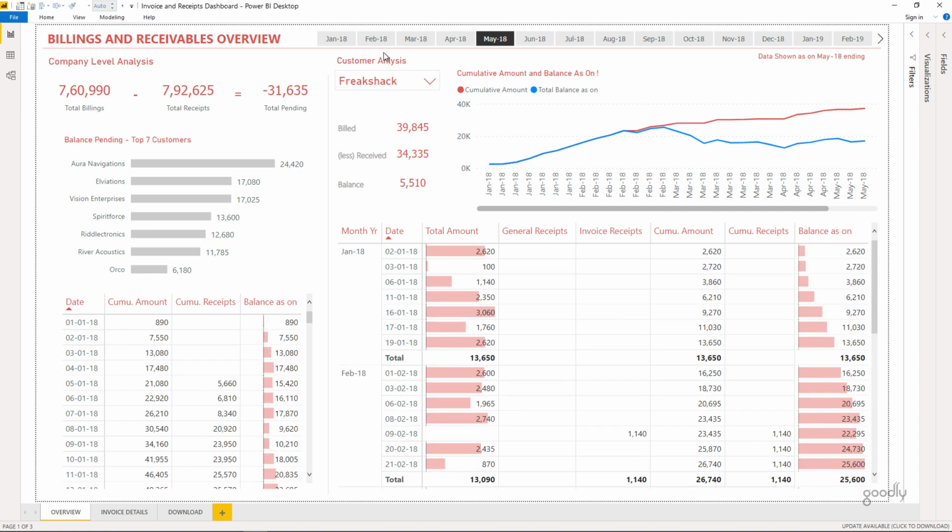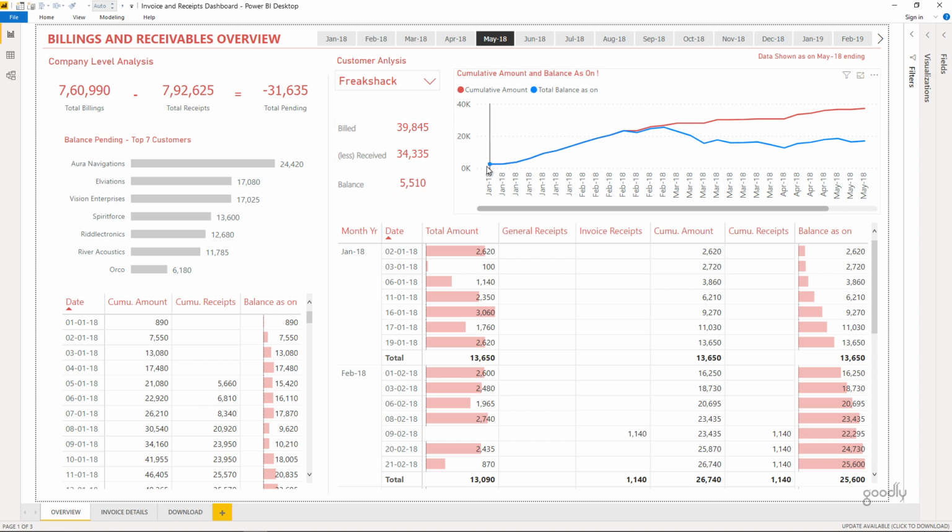So on the right here we have the customer level analysis. That means we can analyze a specific customer and the details of how the customer has been billed and paid over a period of time. A customer Freak Shack has been selected, and you can see that until May 2018 we have billed a total of 39,845. We have received 34,335 and $5,510 is still pending from the customer.